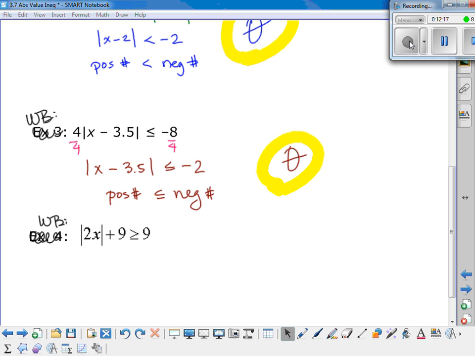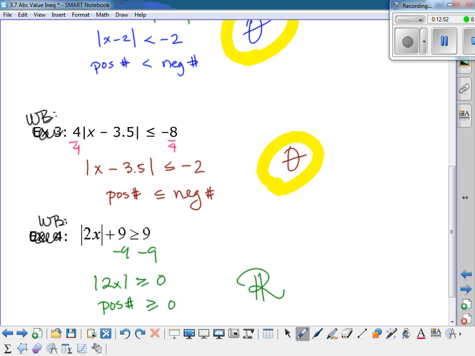Okay, one more problem to try on the whiteboards. We've got the absolute value of 2x plus 9 is greater than or equal to 9. So you need to subtract 9 from both sides. Then you get the absolute value of 2x is greater than or equal to 0. That's a positive number greater than or equal to 0. And that is a true statement. Therefore, it's all real numbers. This concludes the video.